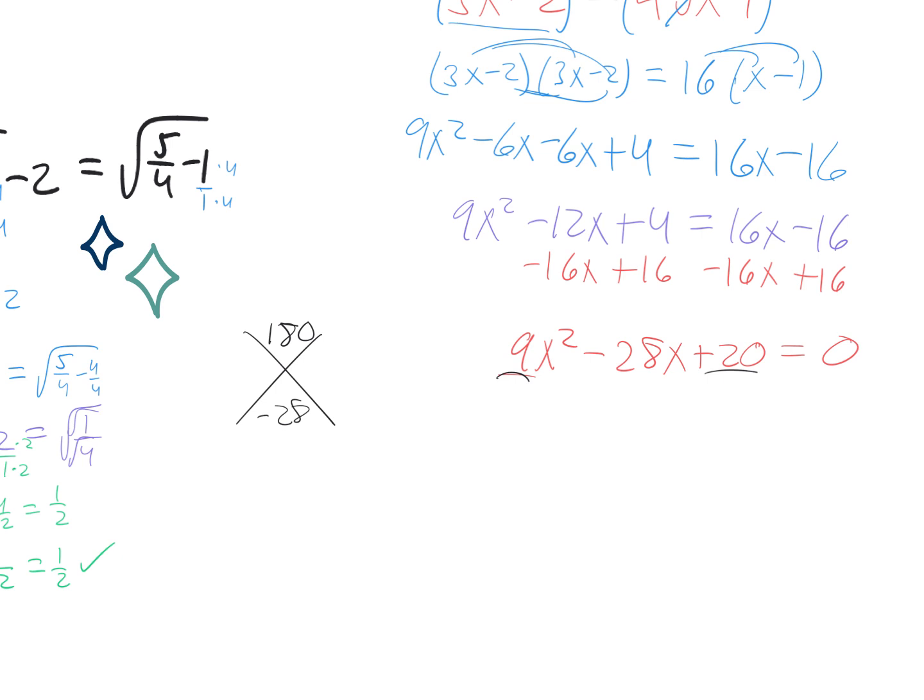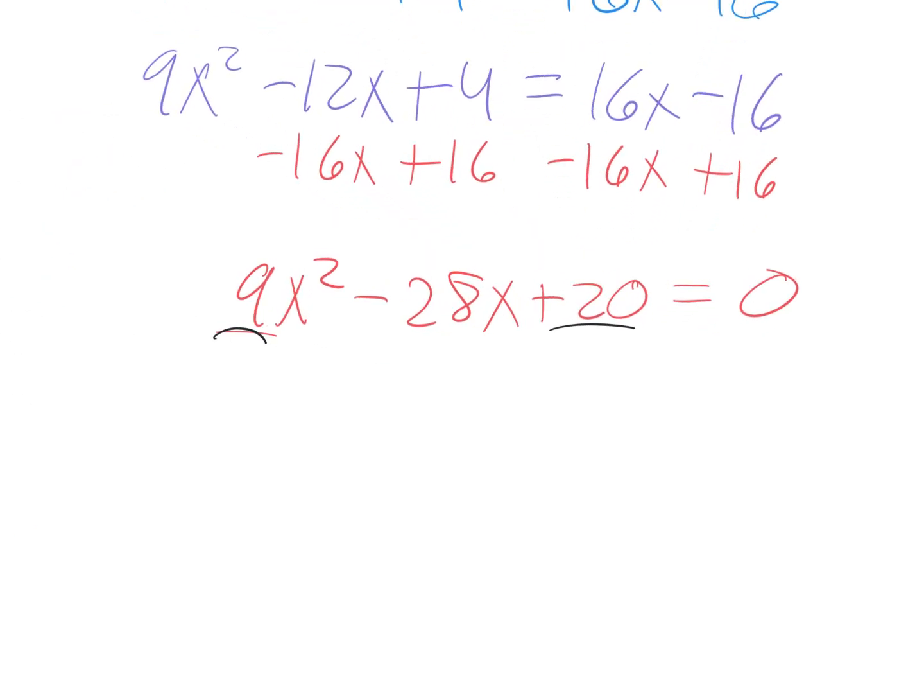Should be negative 10 and negative 8, or 18, sorry. Yeah, negative 10 and negative 18. That should get you positive 180 when multiplied, and when you add them, it should get negative 28. So let's factor it.